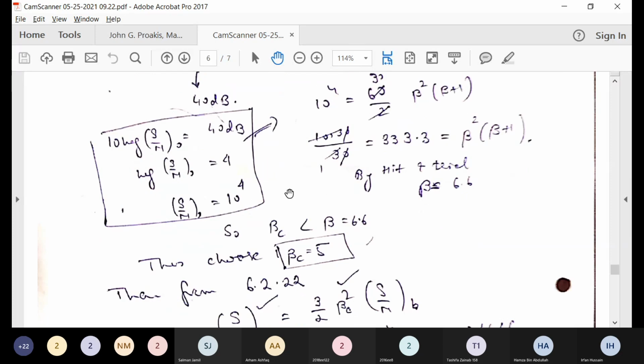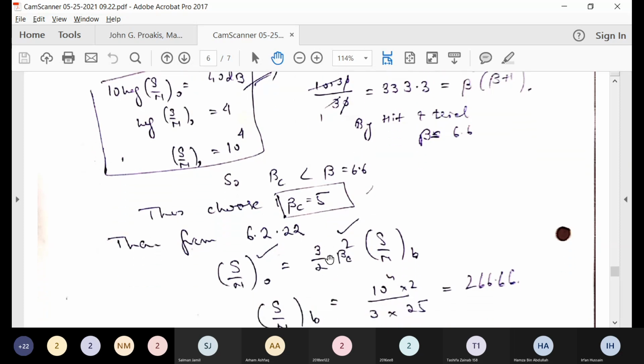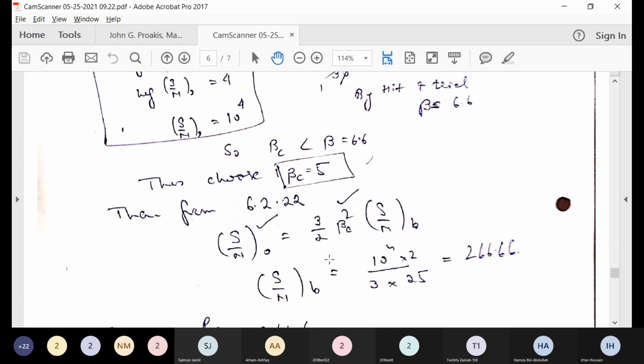So my bandwidth is less than 6.5, so we have to choose just 5. After choosing this 5, I know I'll be above the threshold, and once I know I'm above the threshold, I can use the additive equation. Signal ratio at the output in additive fashion is equal to this thing, and I put this value of 5 here.